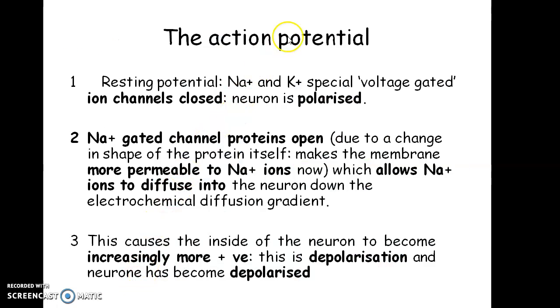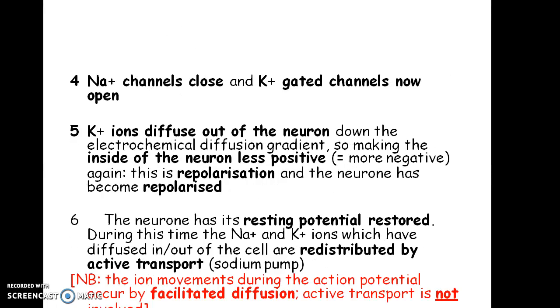Then the action potential. As we know, during the resting potential, the sodium and potassium ion voltage gated channels remain closed, and the neuron is said to be polarized. That means the outside is more electropositive as compared to the inside. Then the sodium ion gated channel opens on receiving a stimulus. The sodium ions start diffusing inside the neuron. That causes the inside of the neuron to become more electropositive, and this stage is known as the depolarized stage.